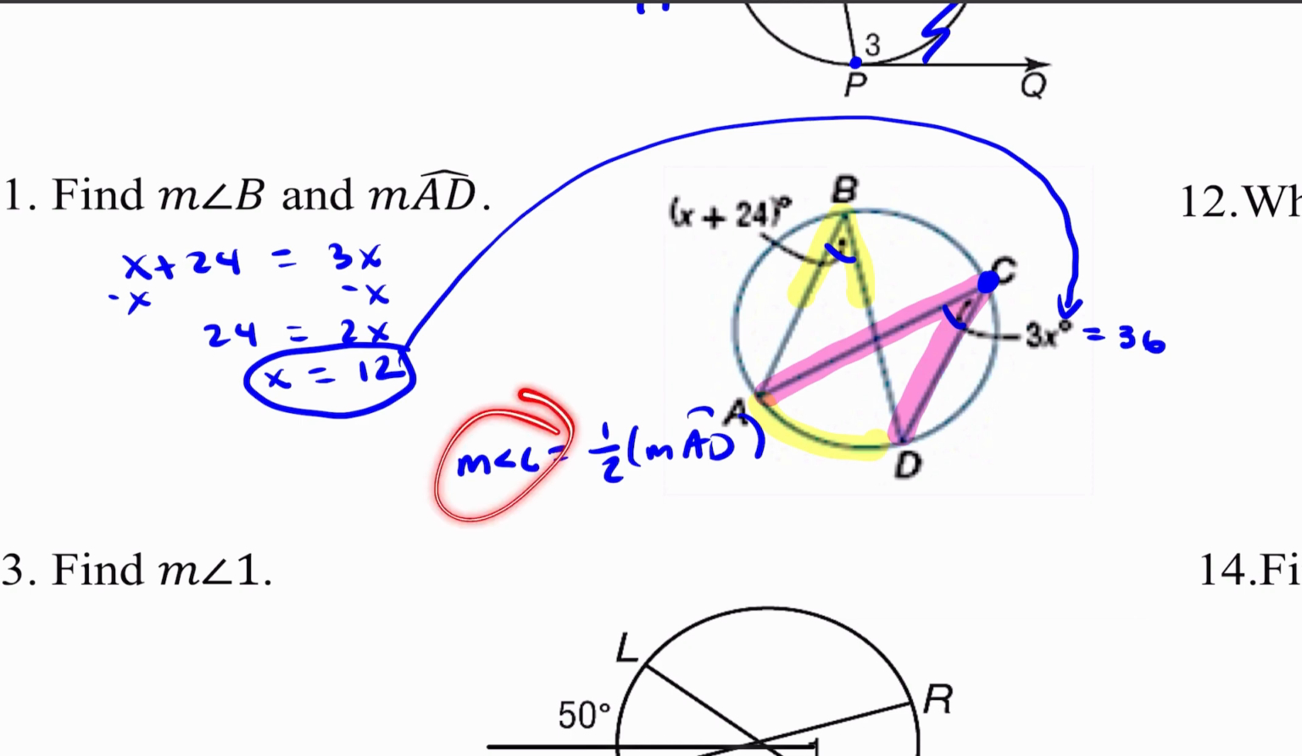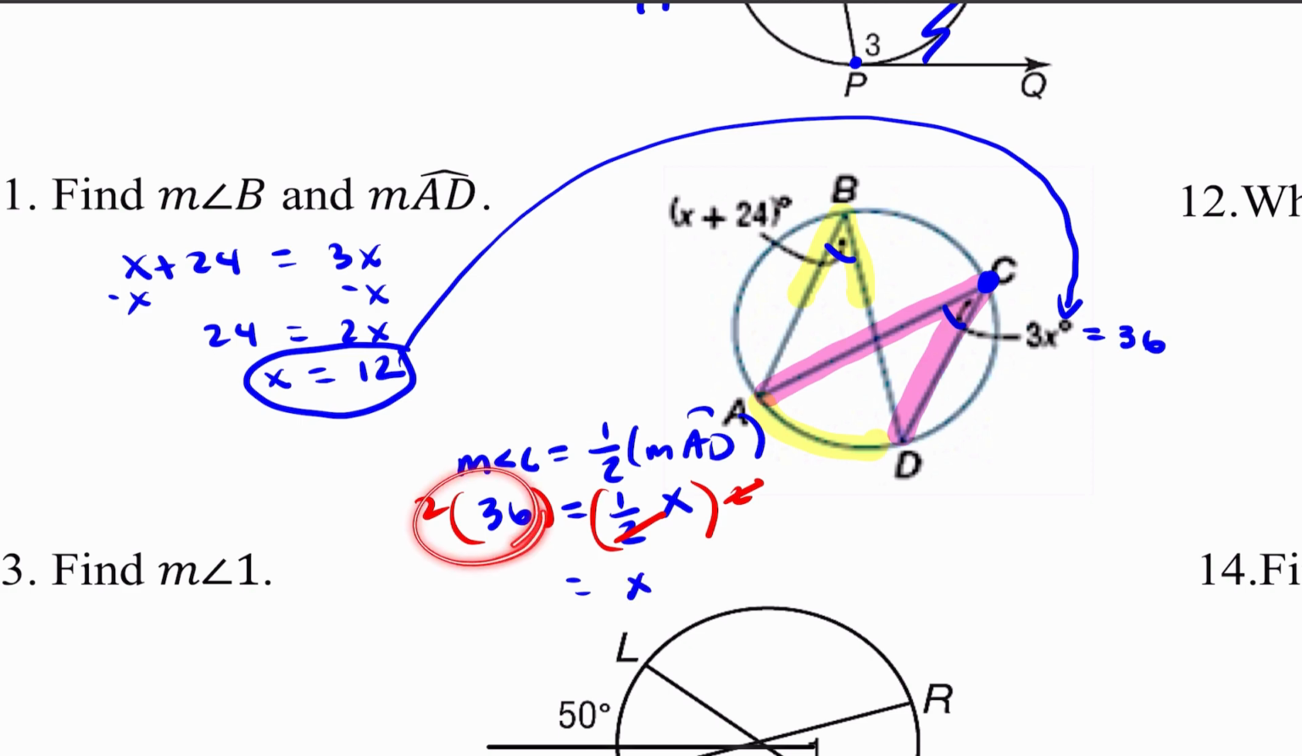The measure of angle C is 36, equal to 1/2 of the measure of arc AD. I'm going to replace the measure of arc AD with x, because that's basically my unknown. So what do I have to do on both sides to get x by itself? I have to multiply both sides by 2. The 2s cancel, leaving x on the right-hand side and 2 times 36, which is 72 degrees. So x, or the measure of arc AD, is 72 degrees.